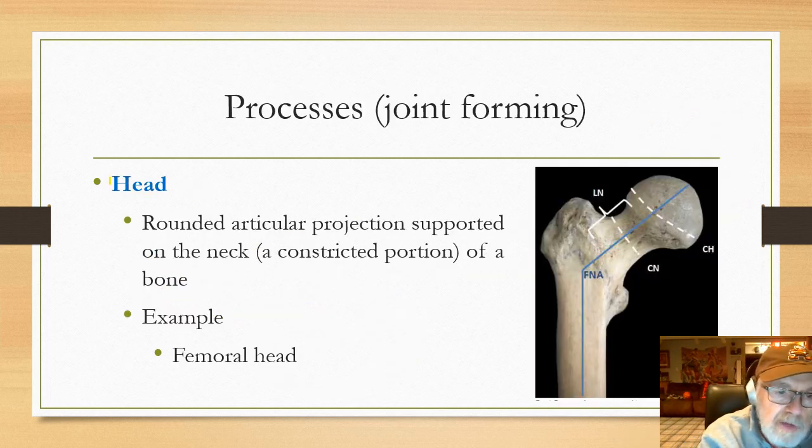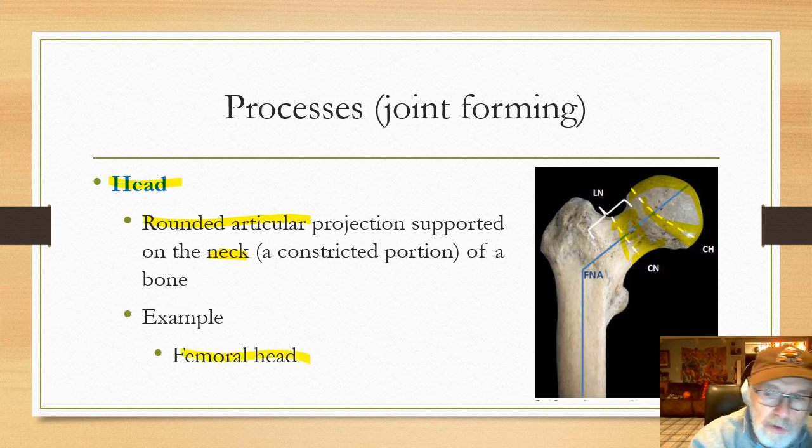Now, the first process we have here is called a head. You know why they call it a head? Because it looks like a head. It's the rounded articular portion of a bone, and it sits on a narrowed portion right here. And guess what they call that? They call that the neck. So we have the head right here that sits on top of the neck.